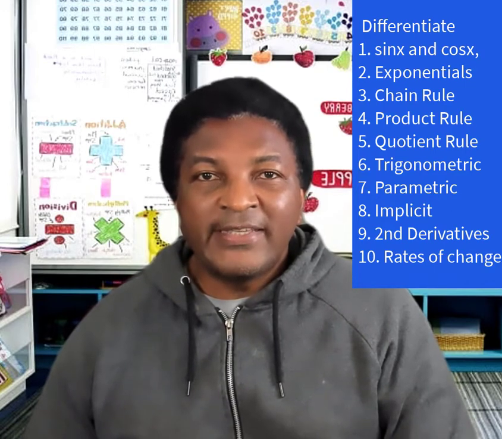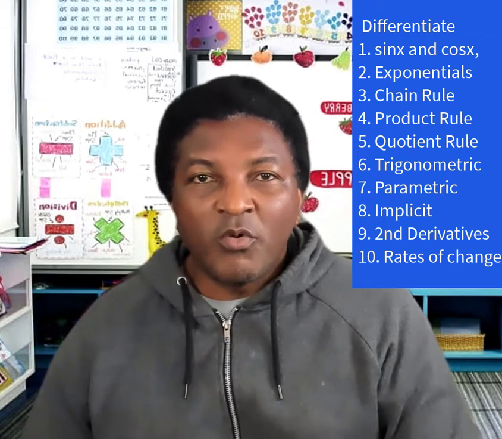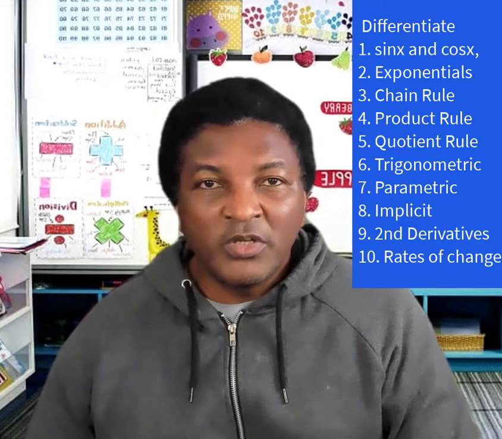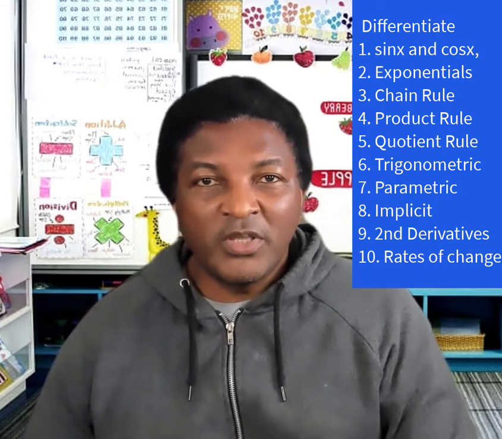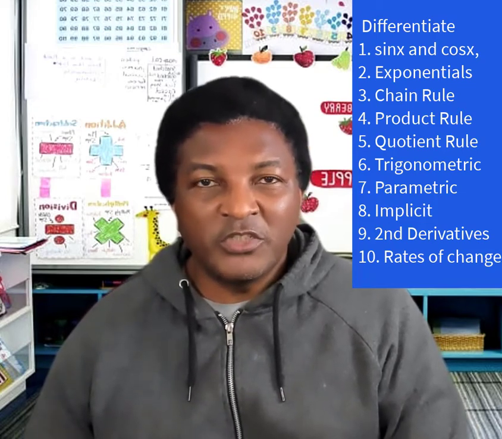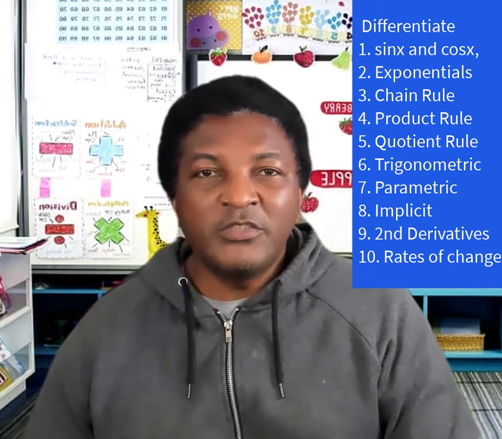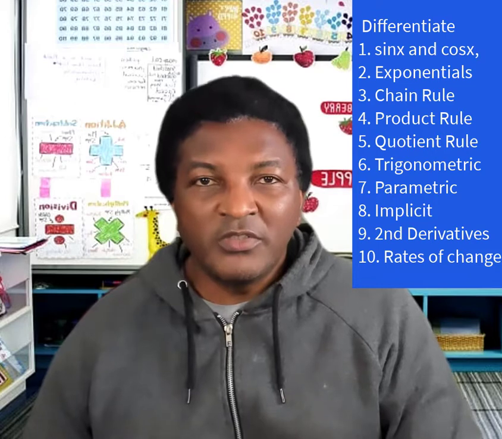The fourth one is the product rule. The product rule, y is equal to u times v. You need to identify which one is u and which one is v. Once you do that, you apply it in the formula. You differentiate u and you differentiate v, and you will use v du over dx plus u dv over dx.